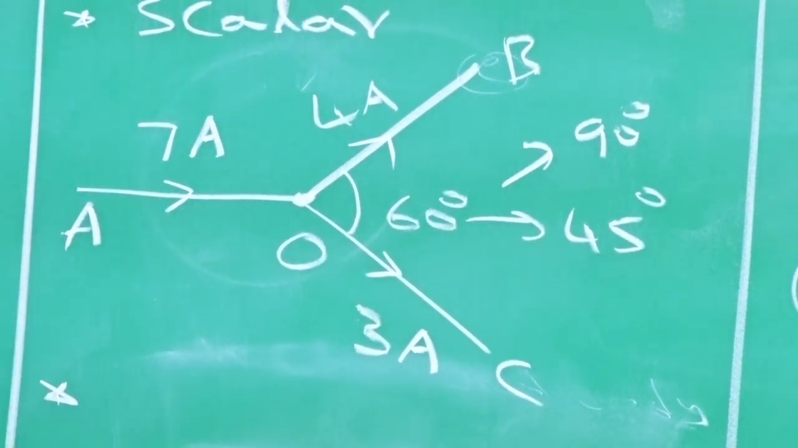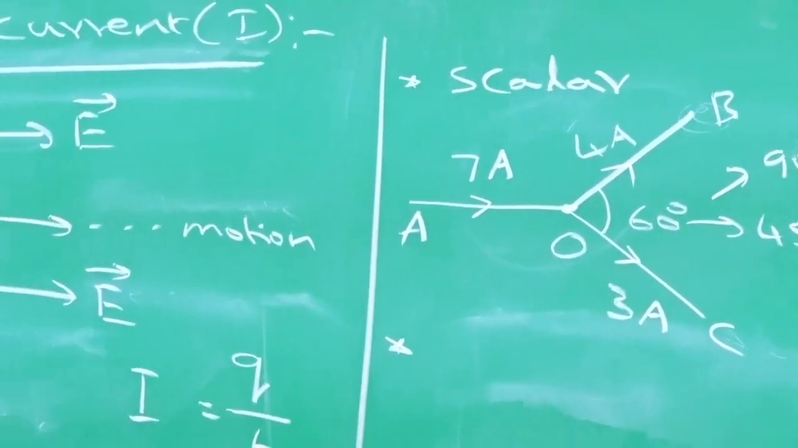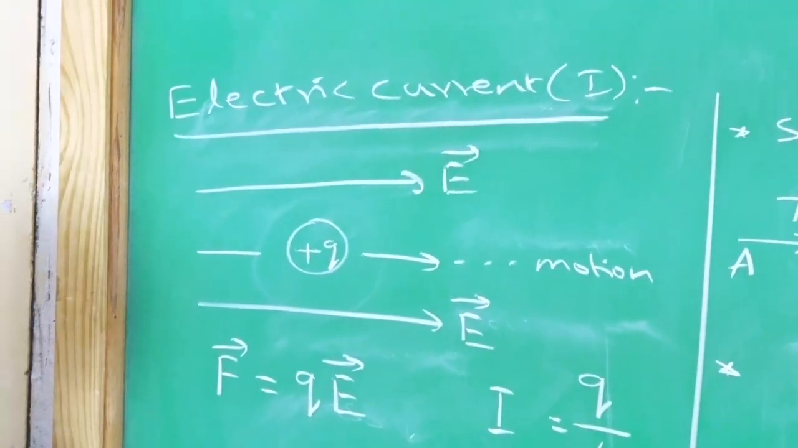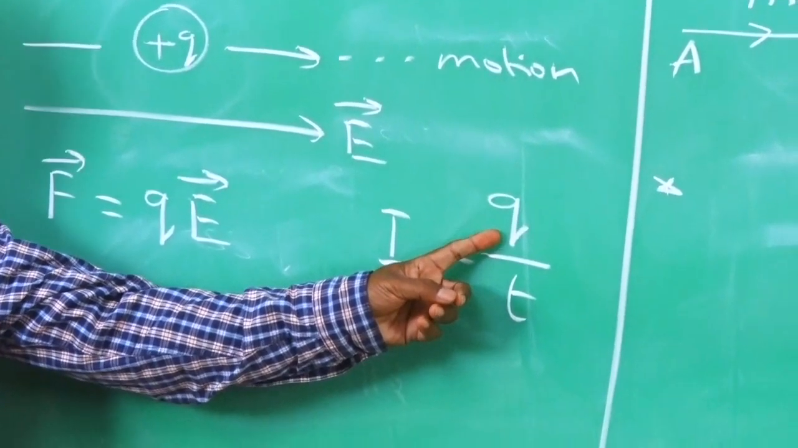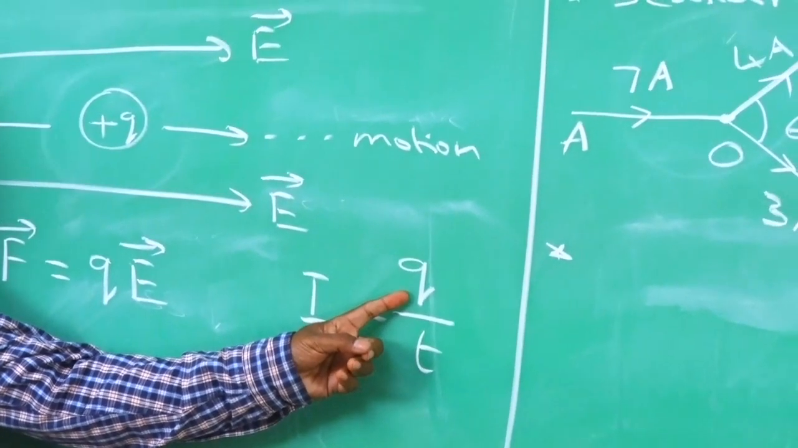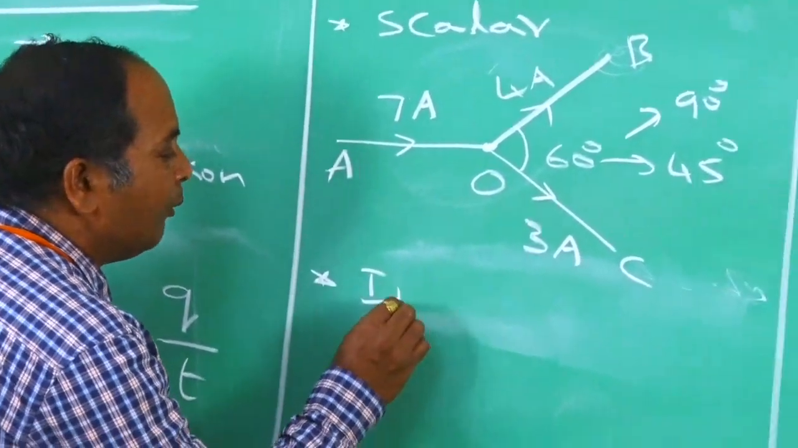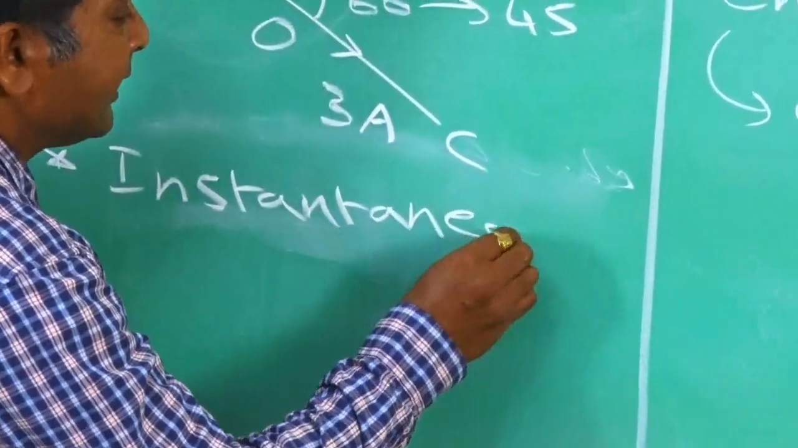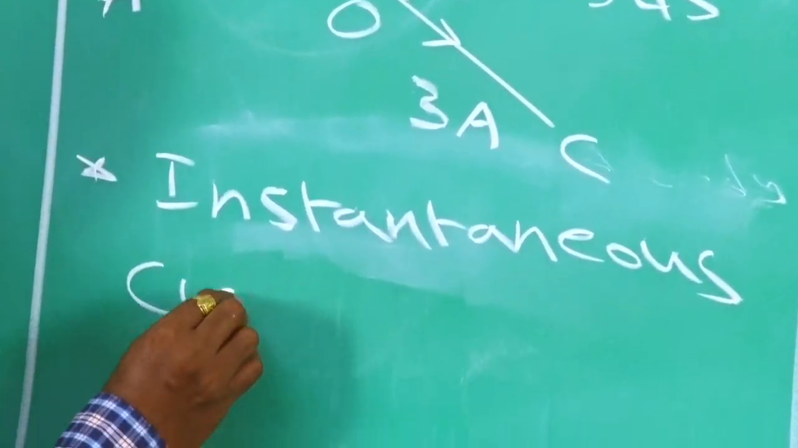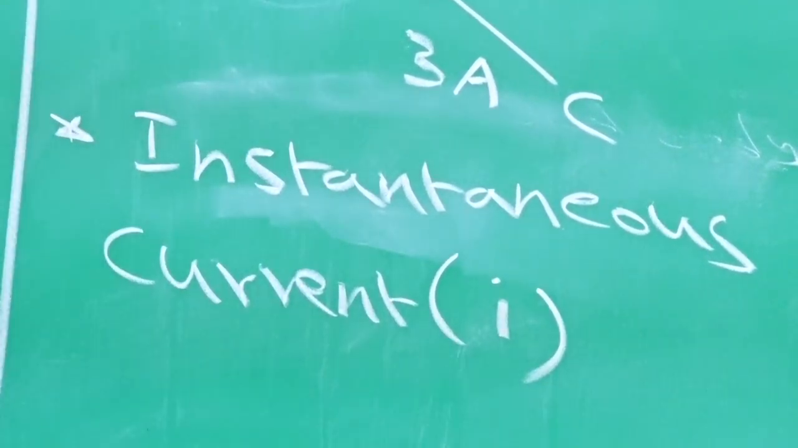Another one: already we know the motion of charge depends upon many factors. If the factors change, then automatically the charge moving at a particular point also continuously varies. At that time, instead of electric current, we should use the term instantaneous current. That is denoted by small i.